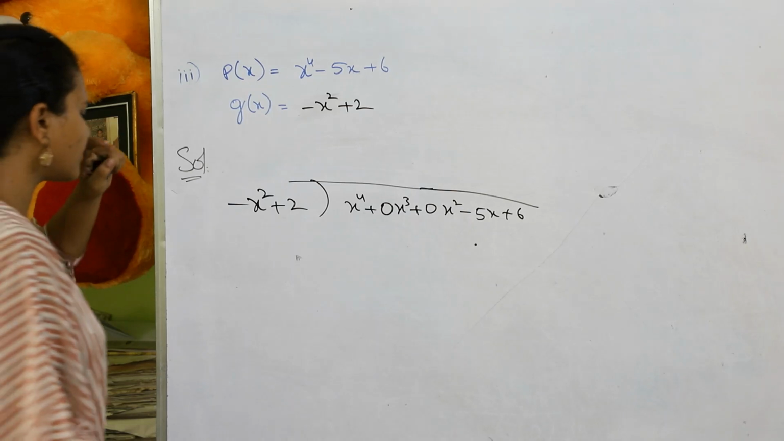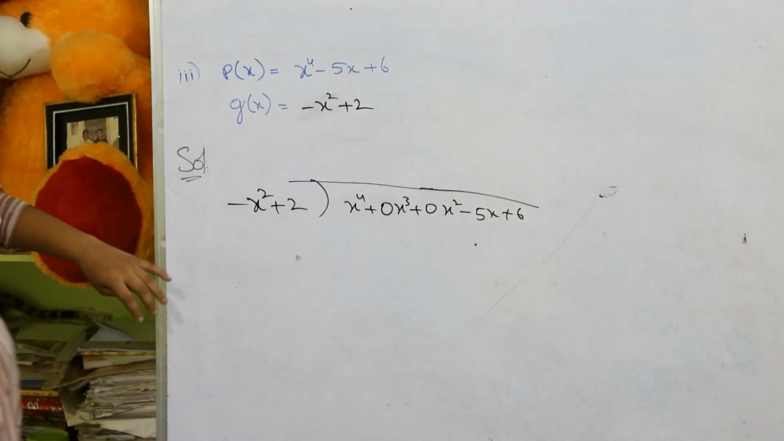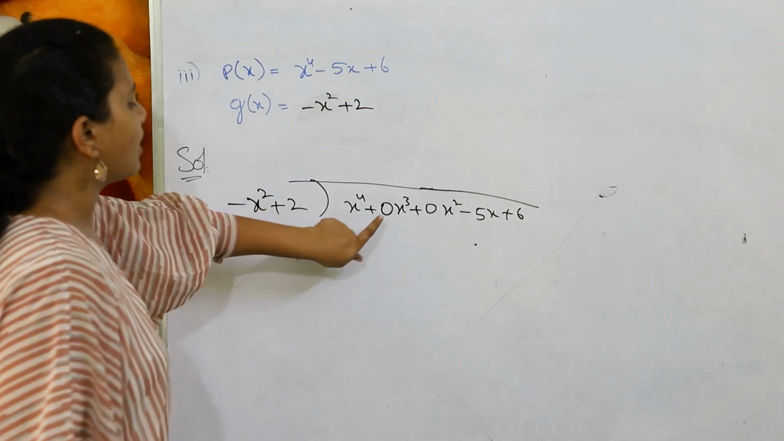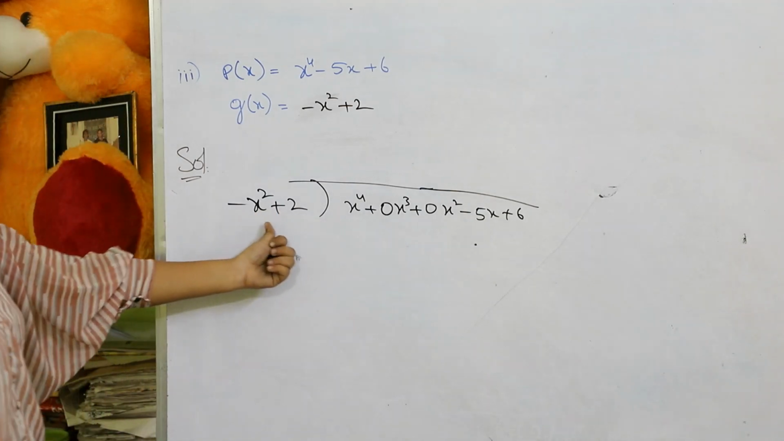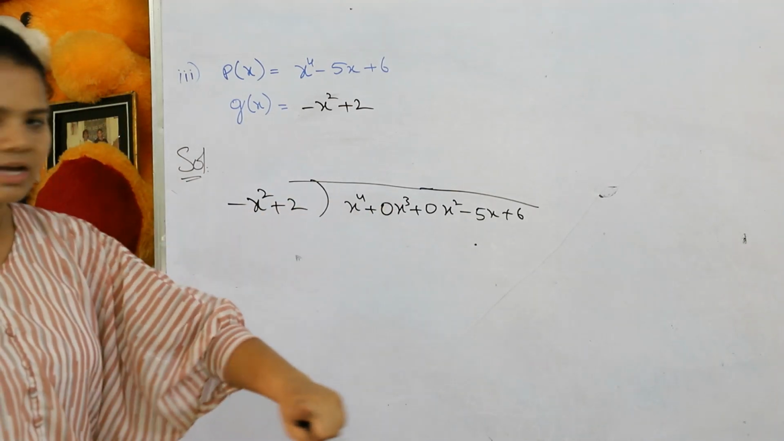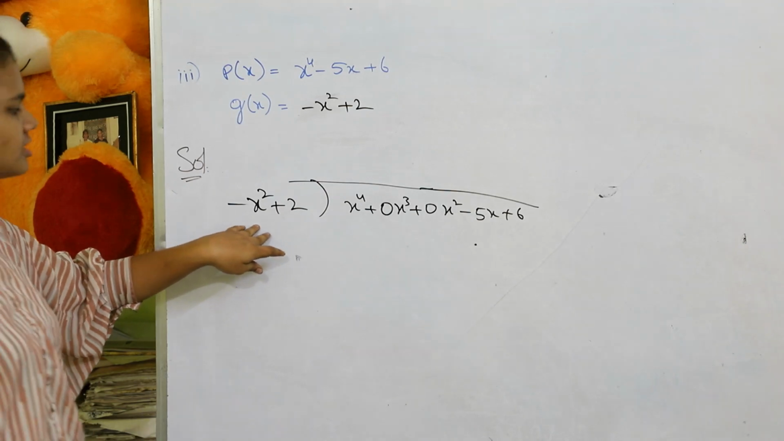Clear? Till here. Now what you do is you go for the next step, where you have the first term. Here x power 4 is the first term, and minus x square is the first term over here.